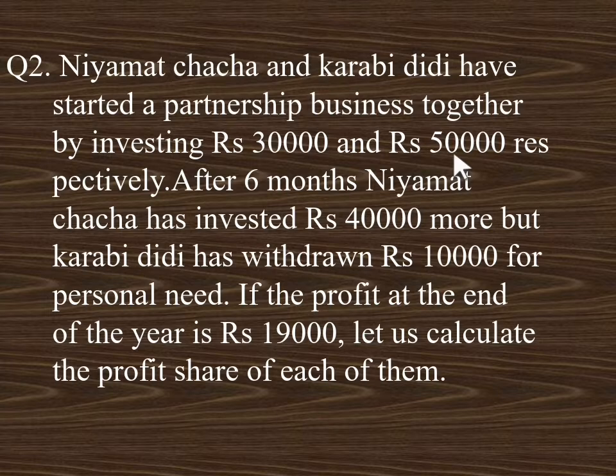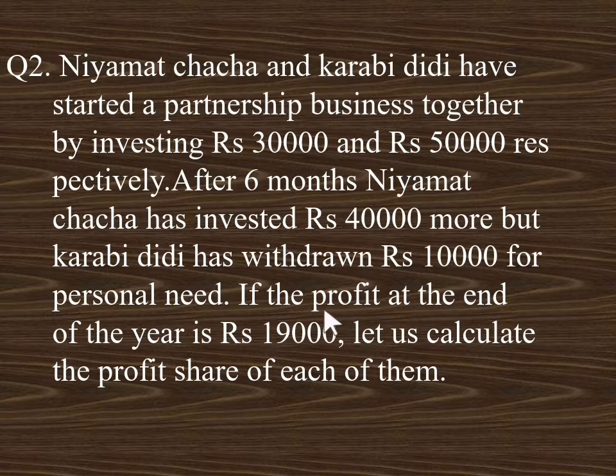Now rupees 50,000 is the capital of Karabi Didi for 6 months, but after 6 months she has withdrawn rupees 10,000. So 50 minus 10,000 equals 40,000. So for the remaining 6 months of the year she invested rupees 40,000.